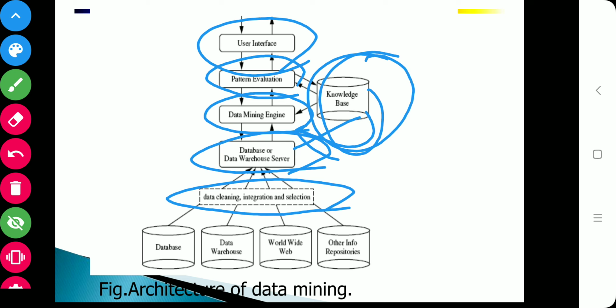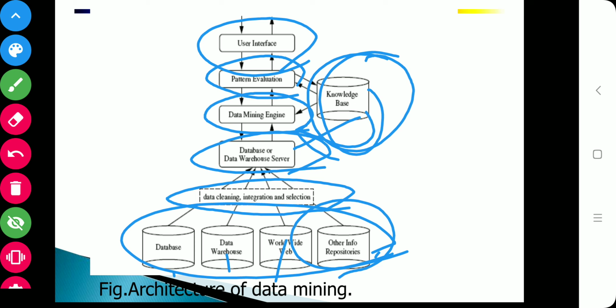So according to this, data mining is the process of discovering interesting patterns and knowledge from large amounts of data. So the data sources can include database, data warehouse, web and other information repositories. Okay, so this is the architecture of data mining system.